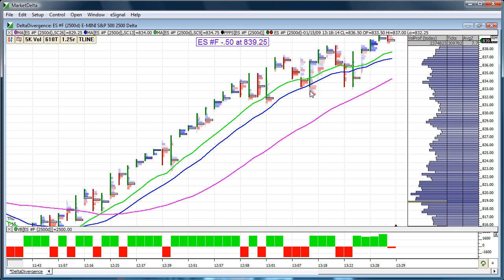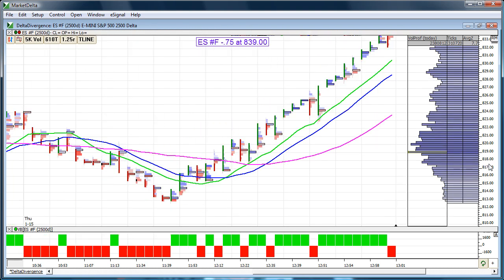So to recap the few simple rules we've learned here, in terms of a trend, one way to identify the trend is to note what the delta is. Are we seeing positive delta in an uptrend? Are we seeing negative delta in a downtrend? And then are we seeing it consecutively? Are we seeing consecutive bars?